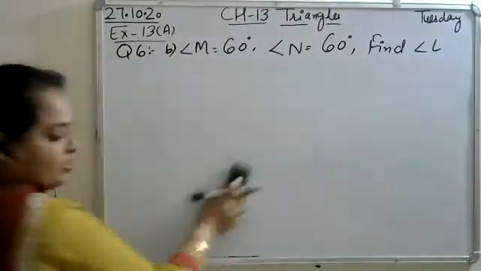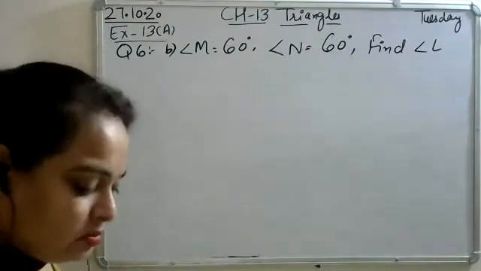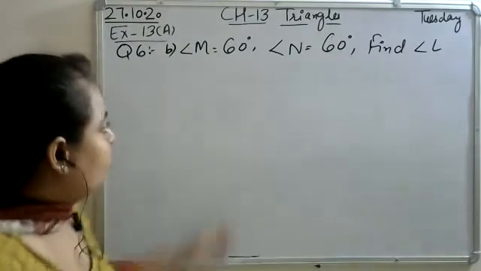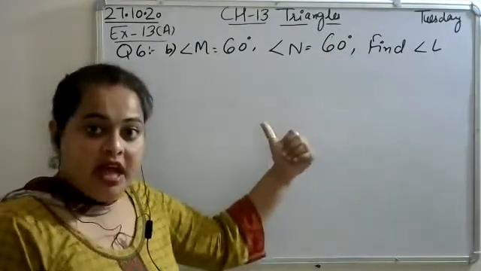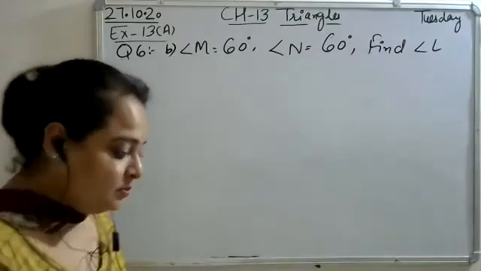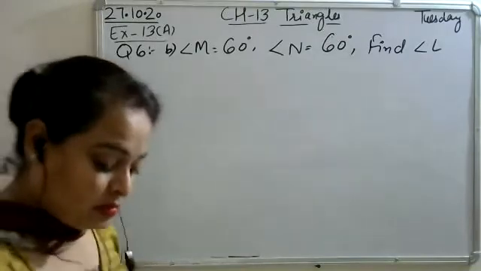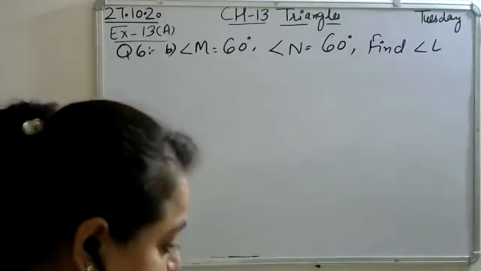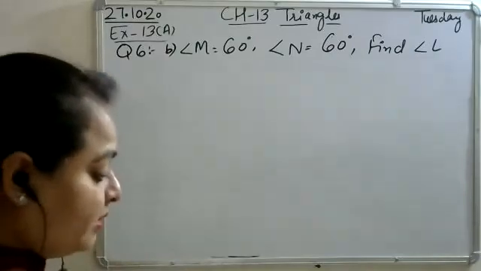Again, which property is applicable? We will apply which property here? Angle sum property or triangular inequality? Which property is applicable? Yes, Raymond?